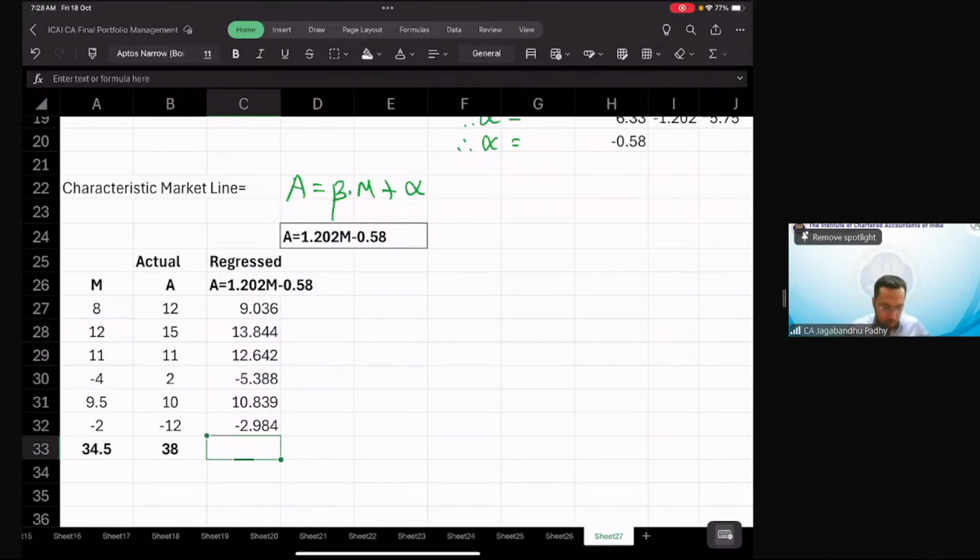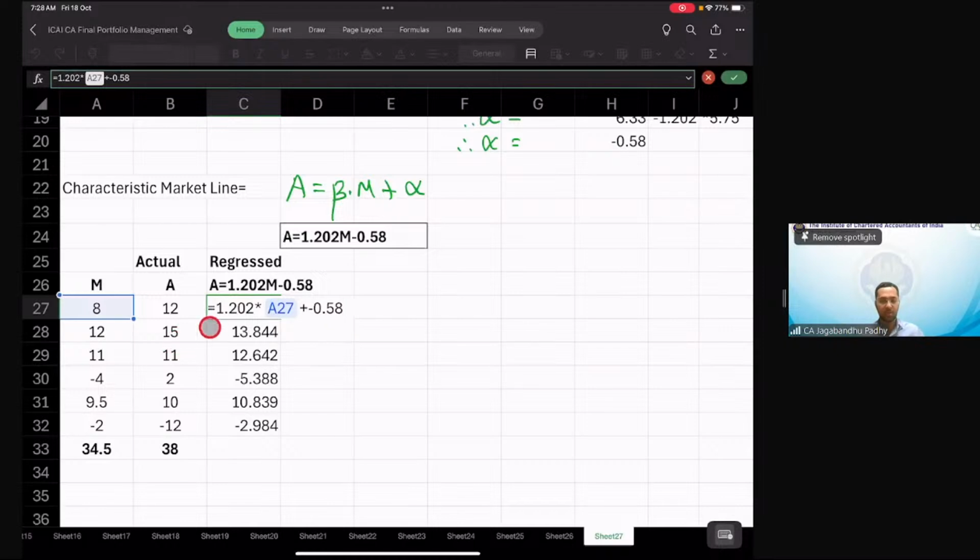Okay, so originally we had this market return and the actual return of A. Then the regressed return was computed as 1.202 M, which is 1.202 times the market return, minus 0.58. So minus 0.58 was used, and this 1.202 beta was used to obtain the regressed return. Now, what do you mean regressed? It means the estimated or forecasted return. So actual return was 12, but using market as the independent variable, we tried to calculate the regressed return.